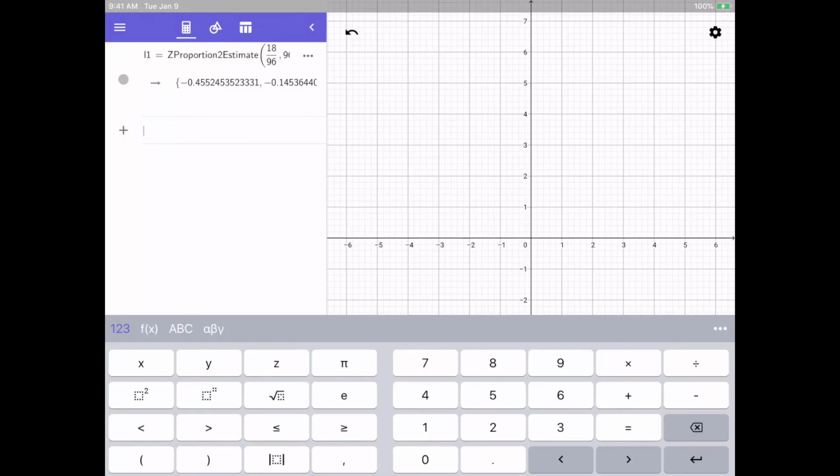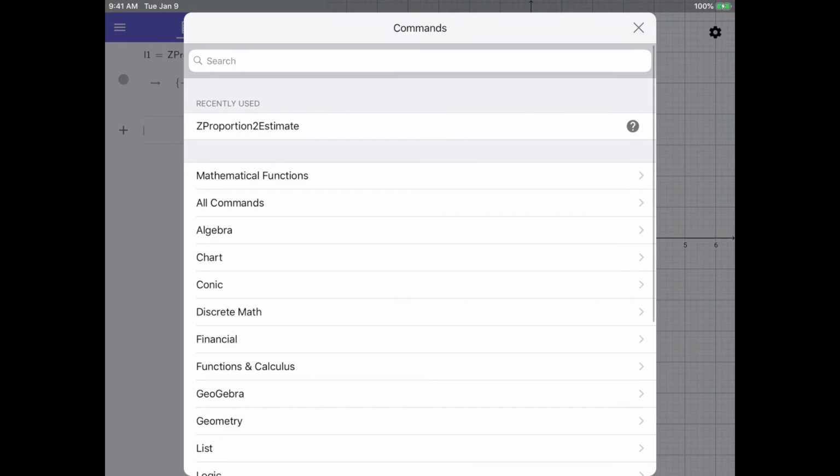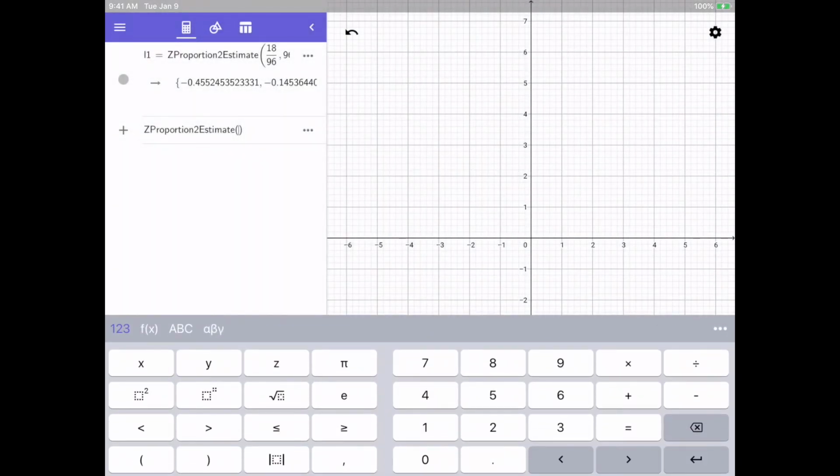Here's the GeoGebra graphing calculator. We'll hit the 3 dots and select the z proportion 2 estimate. The first sample proportion was 0.4 out of a sample size of 400. The second is 0.3 out of a sample size of 300, and we wanted a 0.95 confidence interval.